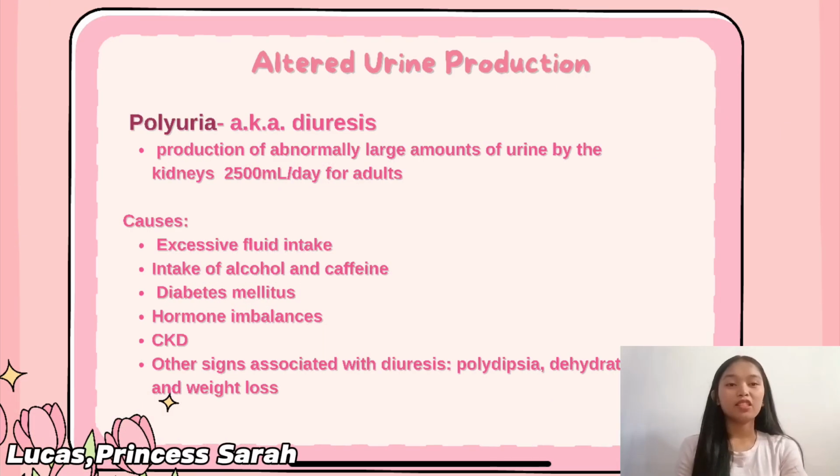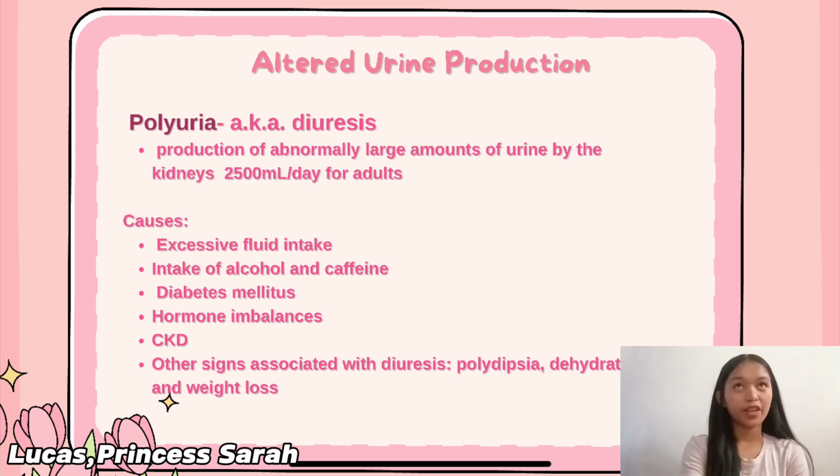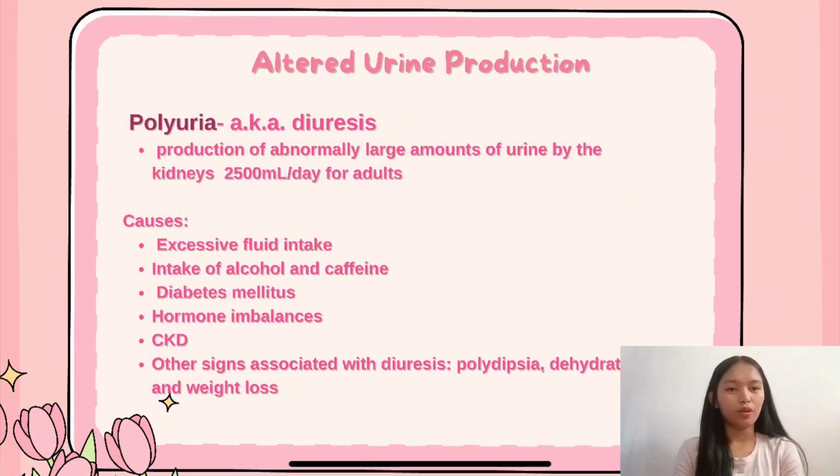So now, let's proceed to altered urine production. So the first is polyuria, also known as diuresis. So polyuria makes large amount of urine. In uncontrolled diabetes, polyuria occurs because of high blood sugar levels. The kidney removes some of this excess sugar from the body. The kidneys produce abnormally large amounts of urine, 2,500 ml a day for adults.